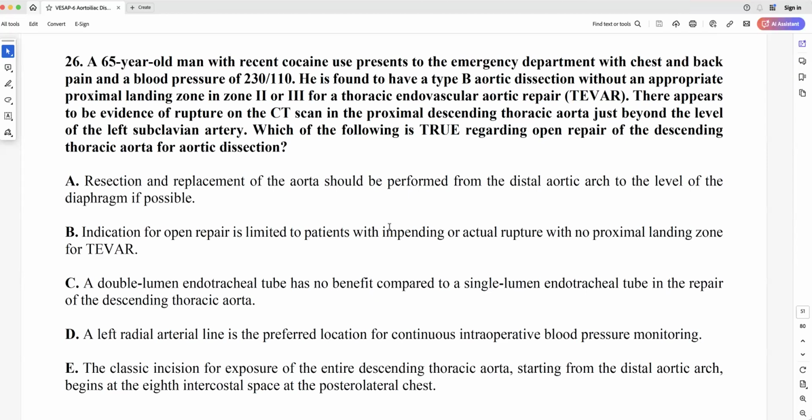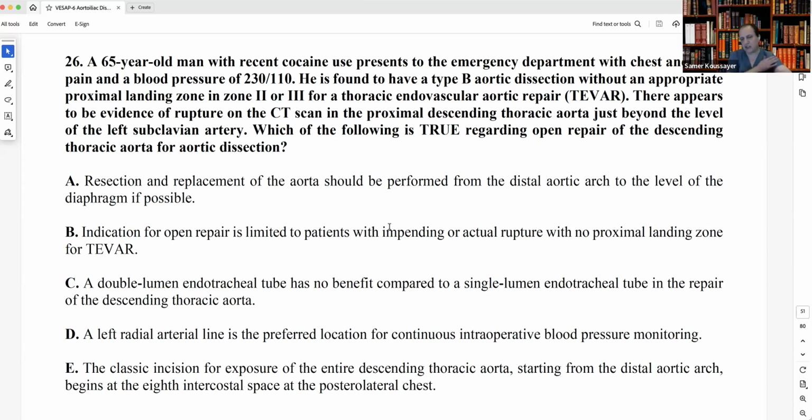Next. The classic incision for exposure of the entire descending thoracic aorta, starting from the distal aortic arch, begins at the 8th intercostal space at the posterolateral chest. It actually should be at the 6th intercostal space posterolateral. Why? The 8th or 9th is when you want to do an open thoracoabdominal repair, when you go distal. Eight is too low, so you cannot get to the aortic arch. For the aortic arch, you have to go to the 5th or 6th intercostal space. It's very important.